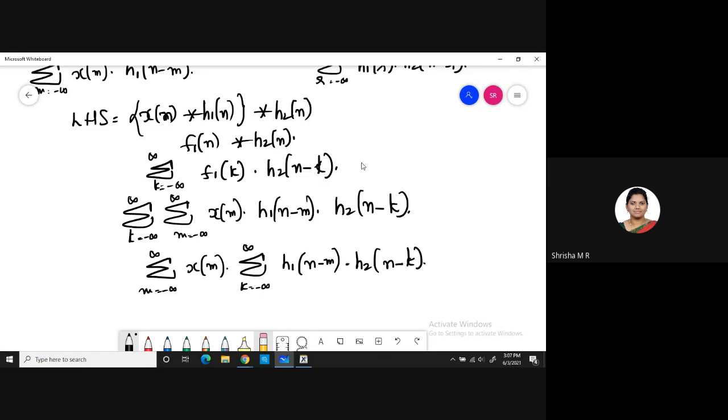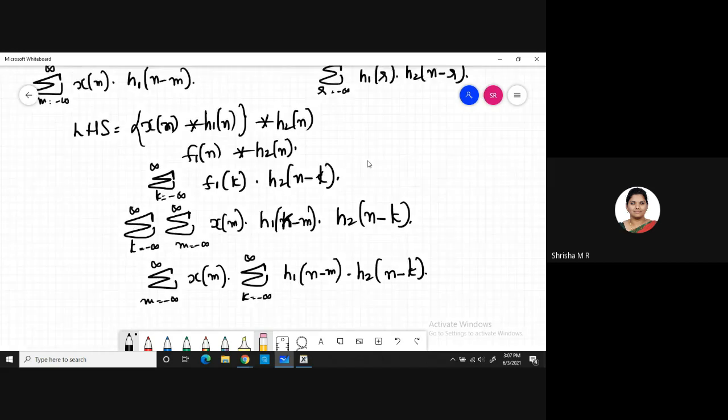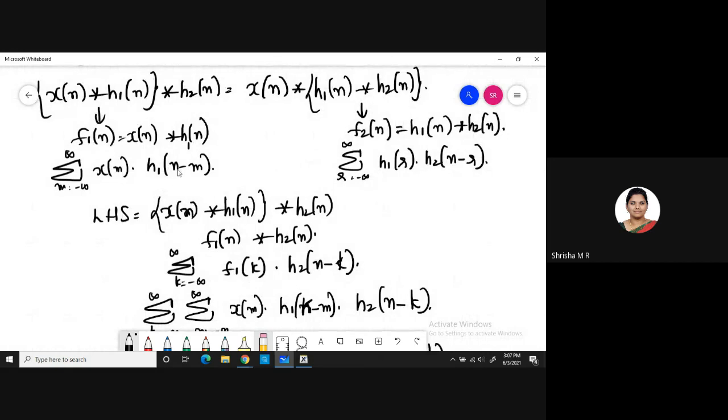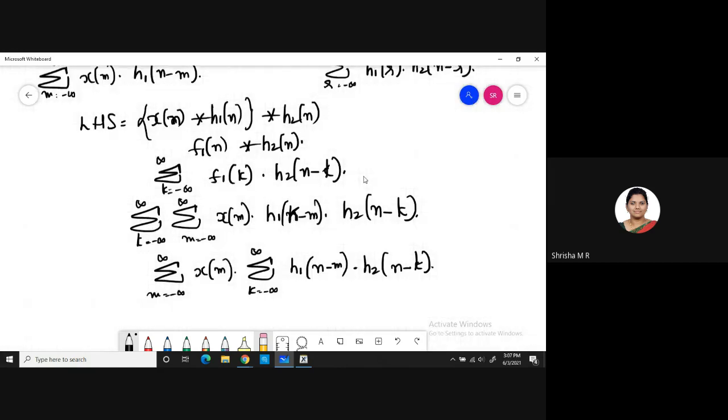Now this is k, because we are replacing n with k. In this equation we are replacing n with k: f1 of n is nothing but f1 of k. So it is x of m into h1 of k minus m here. So it's h1 of k minus m. Let us substitute this k minus m as some variable r.